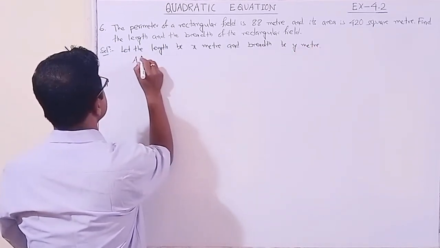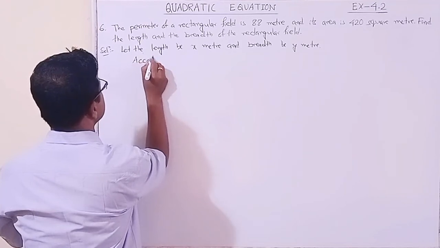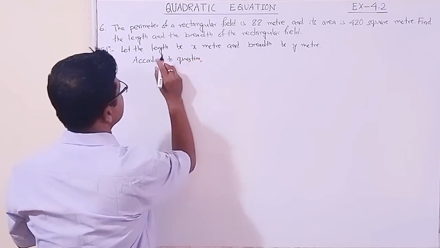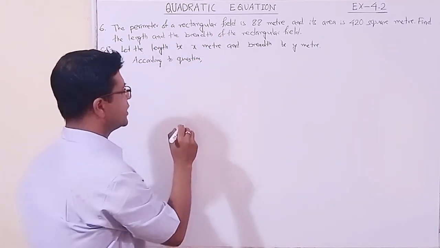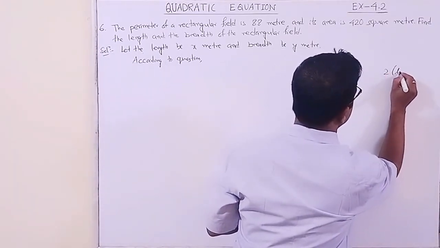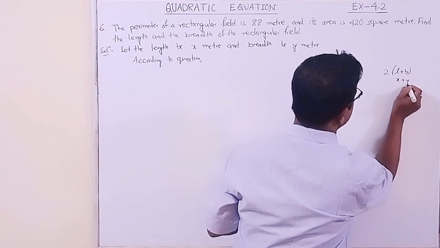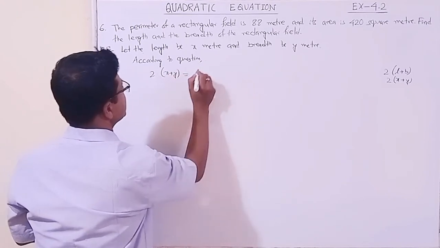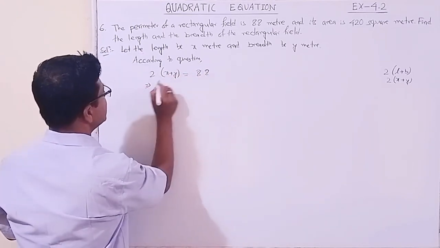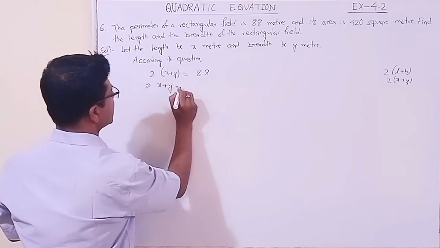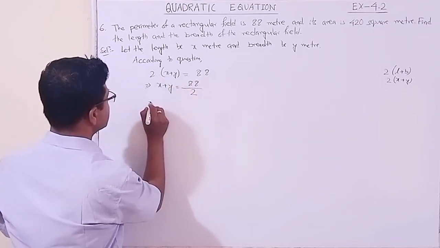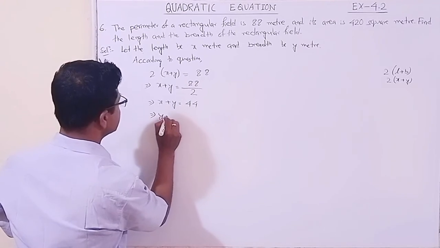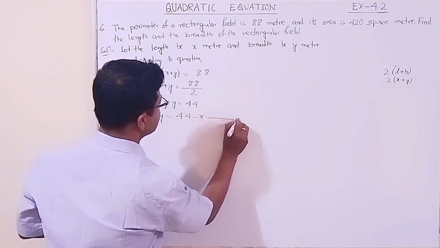Now according to the question, what is given? The perimeter. What is the formula for perimeter of a rectangle? 2 into length plus breadth. Here we have considered length is x, breadth is y. So twice x plus y is equal to 88 meter. So what we do? The 2 we take on the other side. So this will be 88 divided by 2. So x plus y equal to 44. Now let us assume y is equal to 44 minus x. Say this is equation 1.